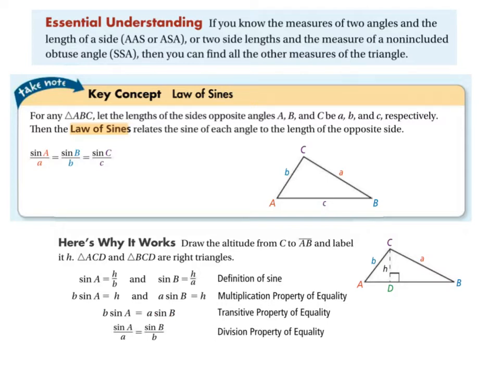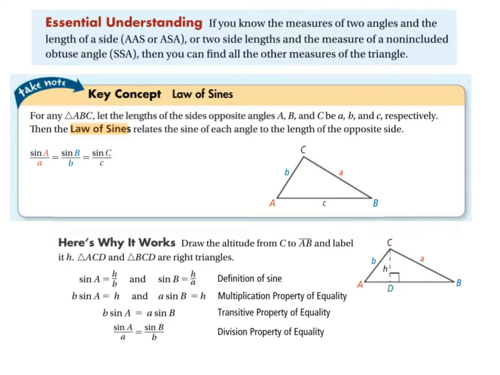Now, if you divide both sides by b, it would cancel out here and put a b on the bottom here, like you see. If you divide both sides by a, it would cancel it out here and put it on the bottom here. Essentially, if you divide both sides by b and then divide both sides by a, you end up with this, where the sine of angle a over the side length a is equal to the sine of angle b over the side length b.